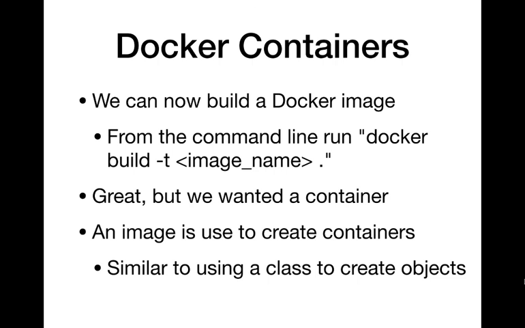So we have a Dockerfile which can be used to create a Docker image. And we can do docker build -t, whatever you want to name your image, and then a dot to specify the current directory. But we wanted containers, not images, and we have an image. What do we do with that? Well, we can use that to create containers, similar to classes and objects would be my analogy. An image is like a class.